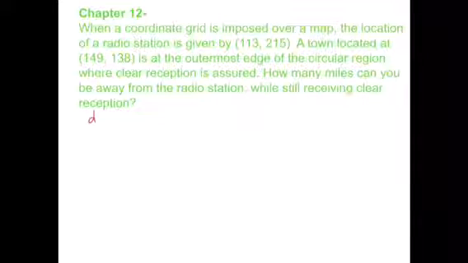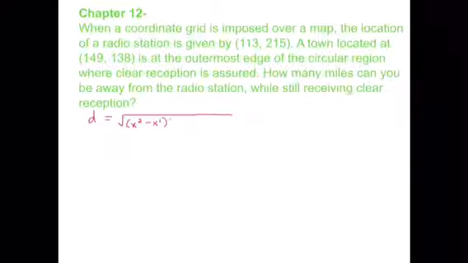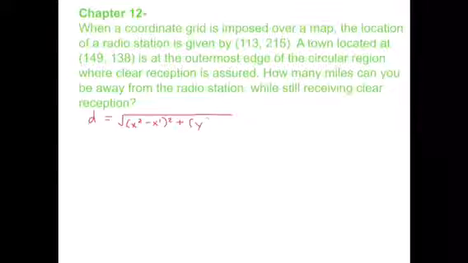Since I'm given the coordinates of the center and a point on the outer edge of the circle, I can use the distance formula to determine the radius. The distance formula is d equals square root of x2 minus x1 squared plus y2 minus y1 squared. Now I'm going to substitute the x and y values and simplify.